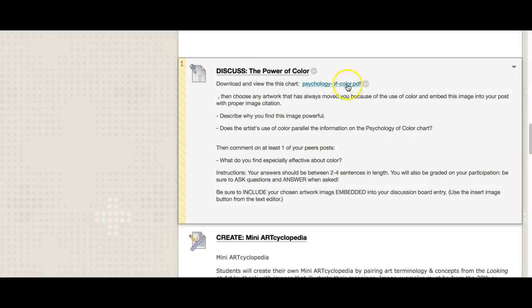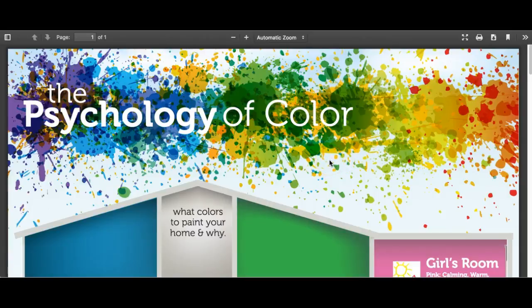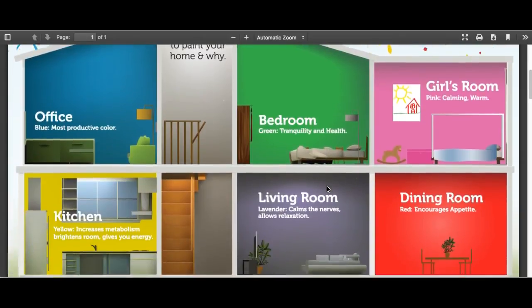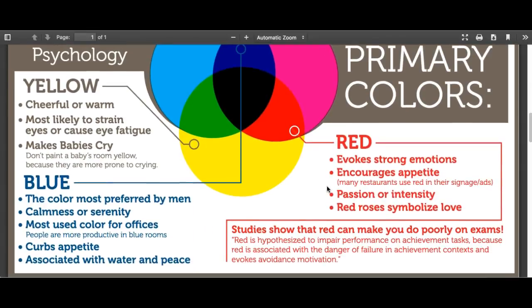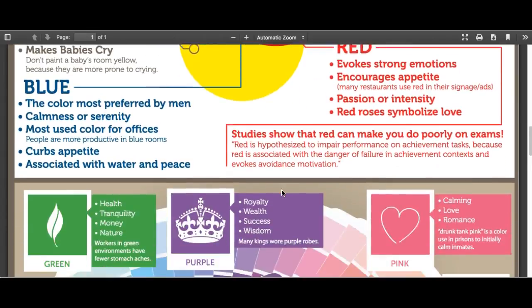So what I want you to do is download this PDF called Psychology of Color, and it looks like this. And this is a very broad introduction into the psychology of color. Just wanted to give that disclaimer. This is by no means an end-all be-all on this subject. This is just the tip of the iceberg. But what it's going to do is go over suggested colors for painting rooms and why these would be a good idea. It's going to talk about the basics. Our primary colors are yellow, blue, and red, and what kind of emotions these evoke.